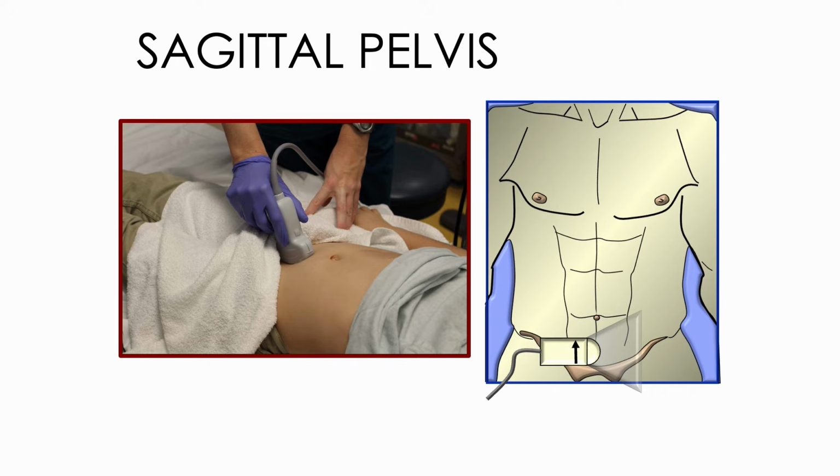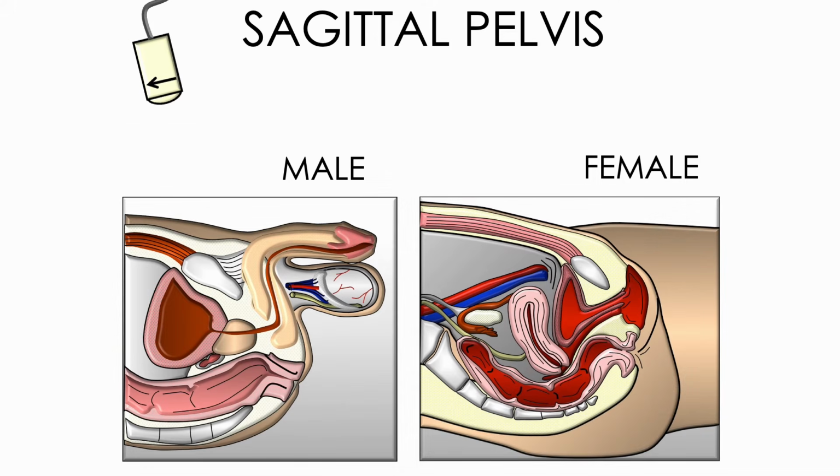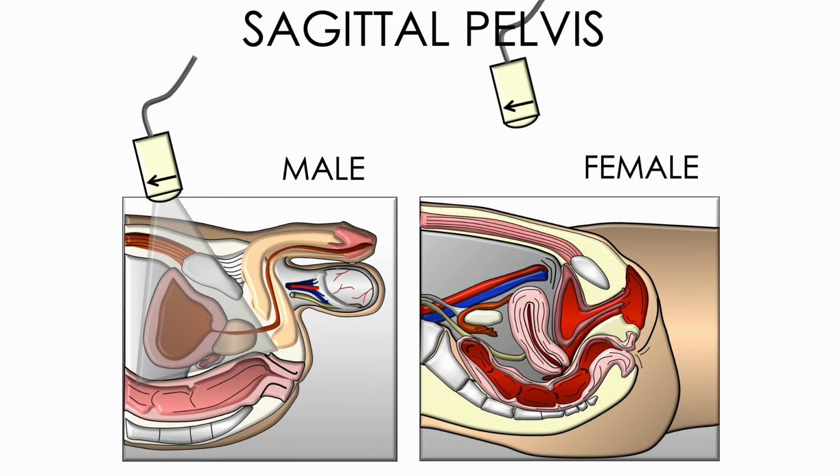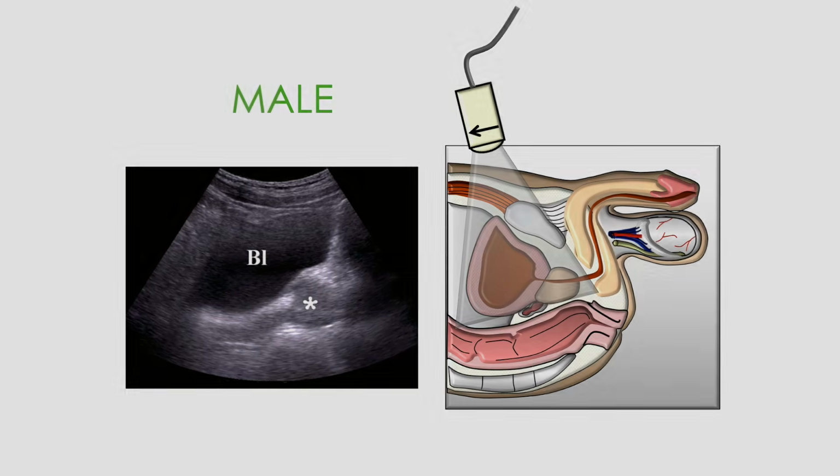A sagittal or longitudinal view of the pelvis is obtained by rotating the transducer 90 degrees, so that the probe indicator is now pointing up toward the patient's head. The bladder is similarly situated just above the pubic symphysis in the longitudinal or sagittal plane. This is a normal still image of a sagittal view of the male pelvis. The prostate gland is marked by the asterisk.